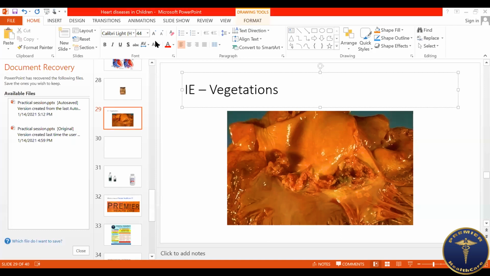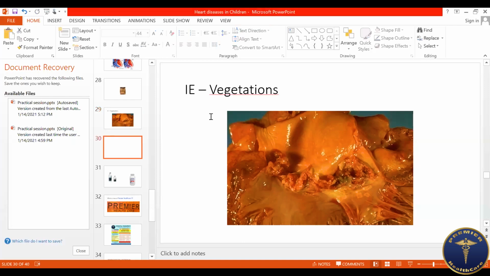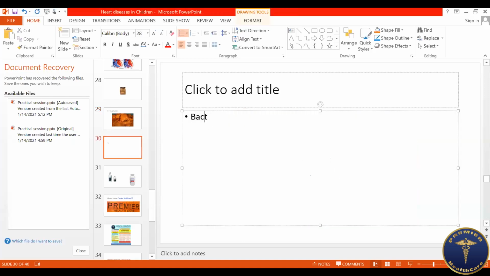So the underlying problem for infective endocarditis is an infection, right? That's due to bacteria. When you learn microbiology, you will learn all these bacteria, but if I am to give the commonest bacterium, this is called Viridans streptococci.